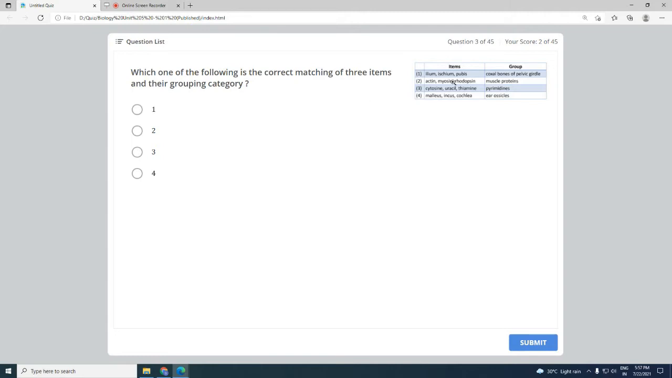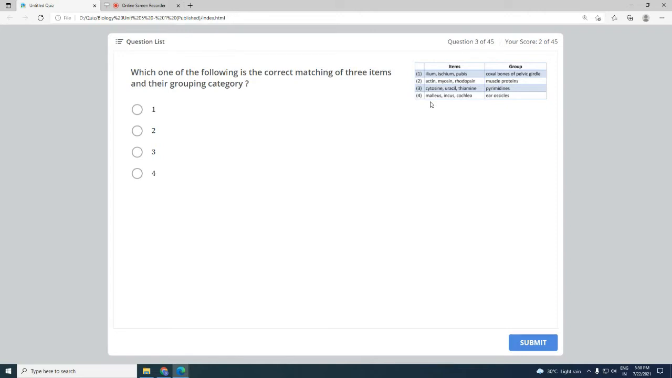In the first column: ilium, ischium and pubis. In the second one: actin, myosin and rhodopsin. The third: cytosine, uracil, thymine. The fourth one: malleus, incus and cochlea. On the right hand side for the group, the first one, coxal bones of the pelvic girdle. Second one, muscle proteins. Third one, pyrimidines. Fourth one, ear ossicles.